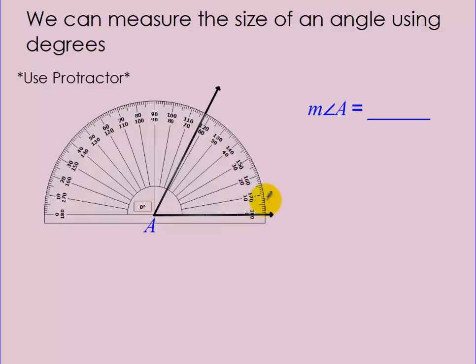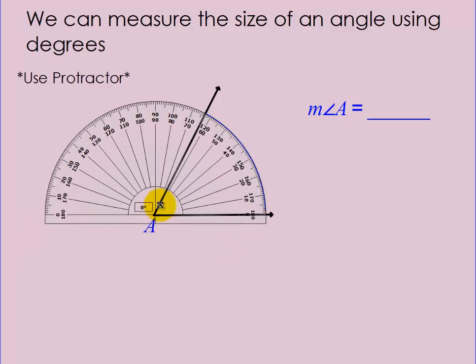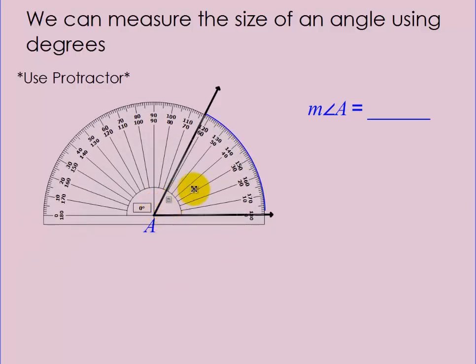The measurement of this angle is going to be this outside area right here. Look at that. So that angle is right there. And what's the measurement of that angle? Well, you have two sets of numbers on here. You always start at 0 and you're counting up. So this is 10 degrees, 20 degrees, 30 degrees, 40 degrees, 50, 60. It looks right above 60. I'm going to call that 62 degrees.